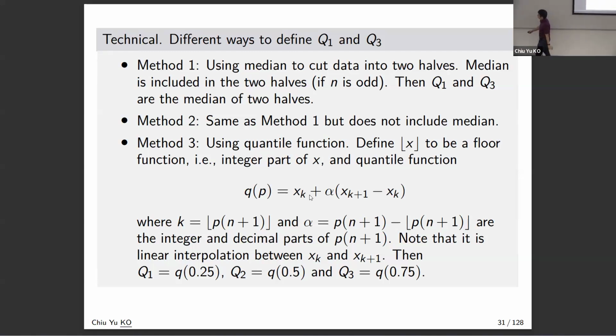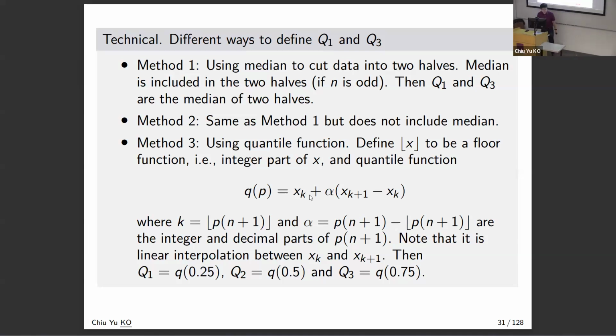So what you do is you look at the integer part, a floor function, and look at the data there. Suppose the position is 4.5. Then you take the 4th data point plus 0.5, which is alpha, the remaining decimal part, times the difference between the 4th and the 5th data point. If the number is 4.5, you take half of 4th and half of 5th, like the median. If it is 4.25, you take 75% of the 4th and 25% of the 5th. If it is 4.75, it will be 0.25 of the 4th and 0.75 of the 5th, because of where you locate.